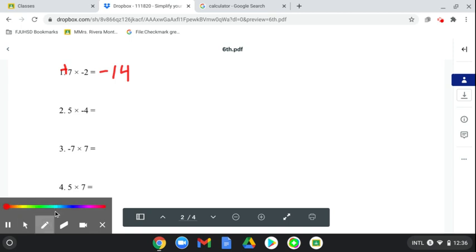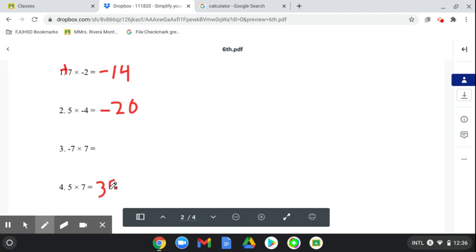So like number 2 is 5 times -4, so that's a negative because it's positive times negative, and then 5 times 4 is just 20. Okay, number 4, it's positive times positive, positive 5 times positive 7, so you just get a positive 35.